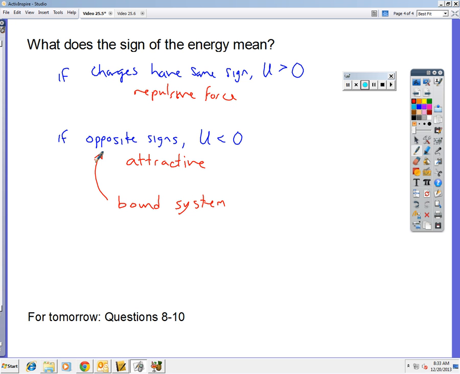Tomorrow, I'm going to check questions 8 through 10. It deals with electric potential energy. And the next video will look at how energy and potential relate to conductors.